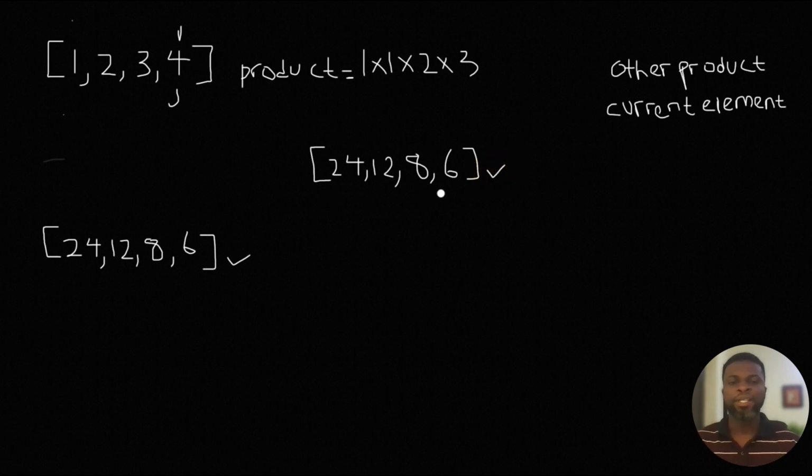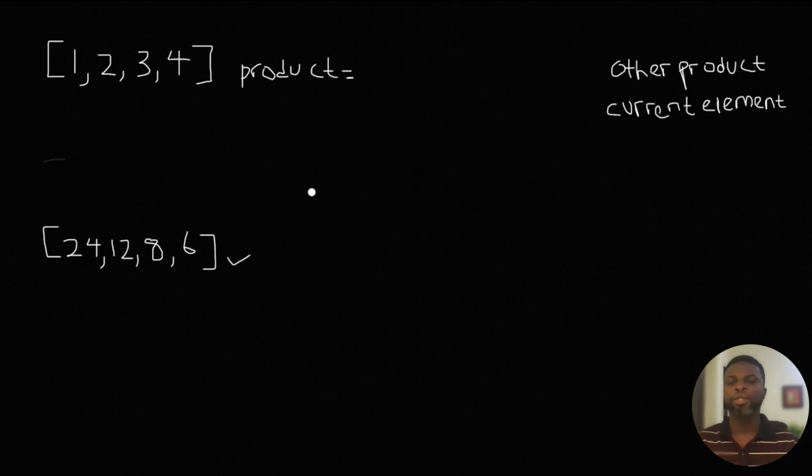Now, the time complexity for this algorithm is big O of n squared. And that is because for each current element, I am going through every element in the array. And that gives a time complexity of big O of n squared. Now, since the question asks us to return an algorithm of big O of n, I'll not be implementing this solution in code.